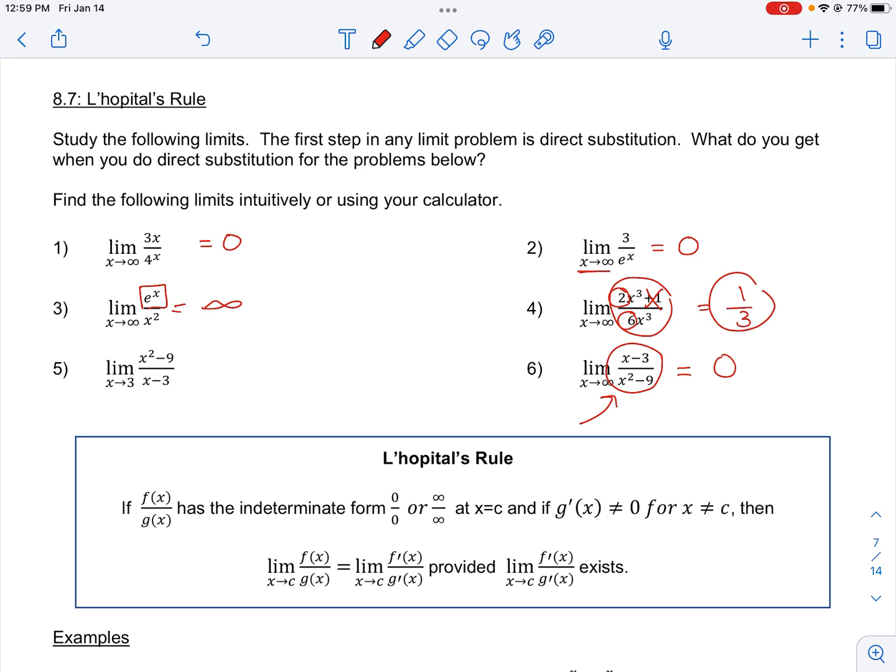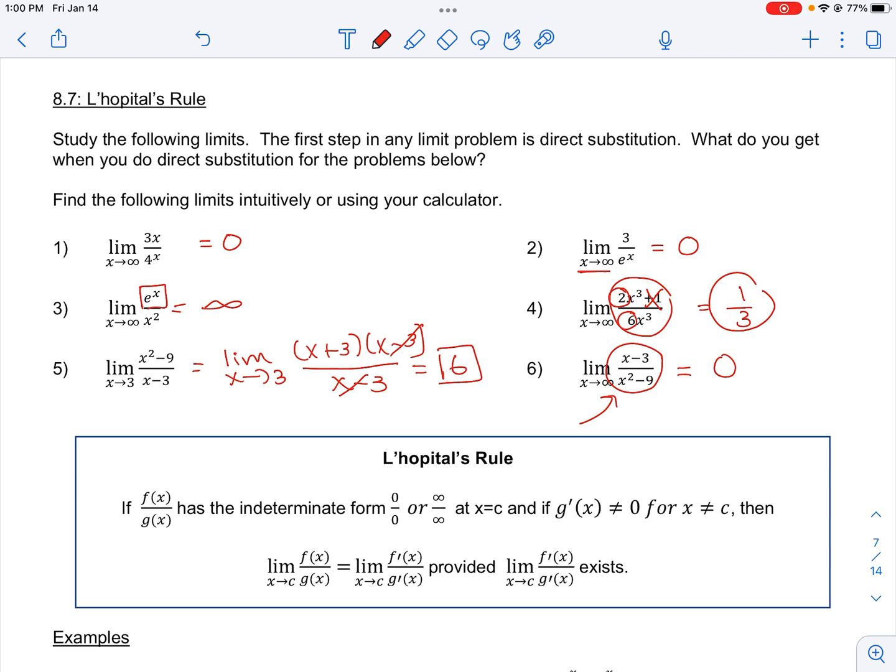Number 5, if you just plug in 3, you get 0 over 0 again, which is indeterminate, but this is the type of problem where we did this by factoring. So if I factor this, notice those factors will cancel, and if I plug in the 3 now, I get 6. So these problems here are either problems that we can do a little bit intuitively, or we've learned how to do before. Now, there are going to be problems on the bottom part where you still get 0 over 0 or infinity, but we're not going to be able to use the methods that we used above.